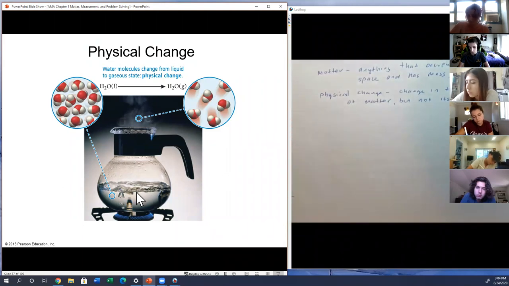So for example, boiling is a physical change. Notice liquid water is H2O molecules. Steam is H2O molecules. When you boil it, you change its appearance, you change its state, right? But the composition is still the same. It's still water, all right?